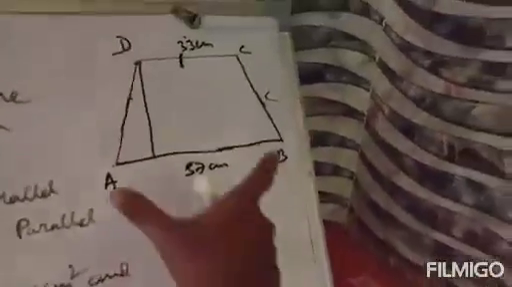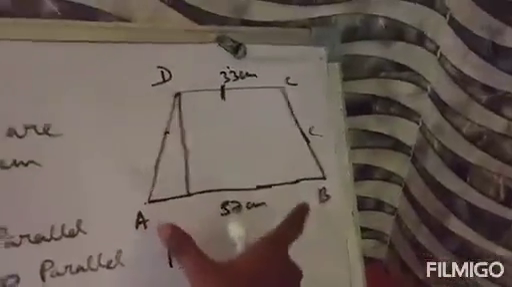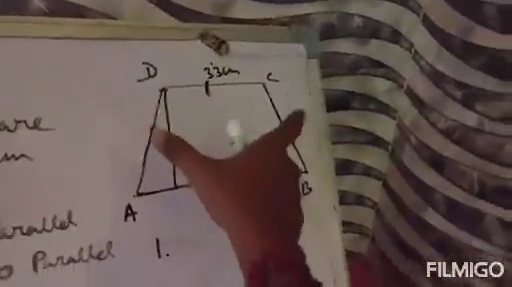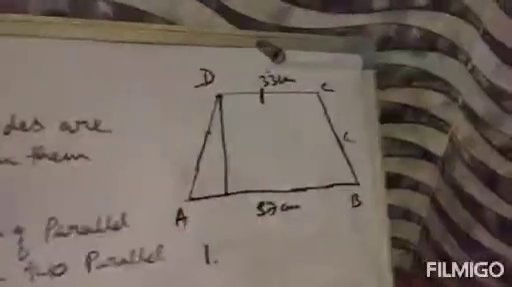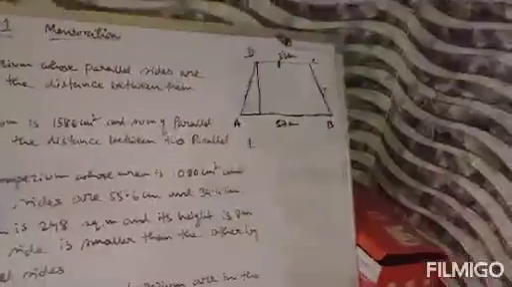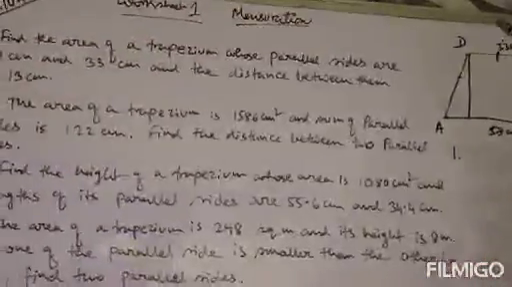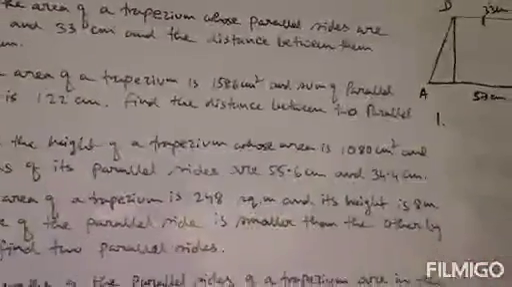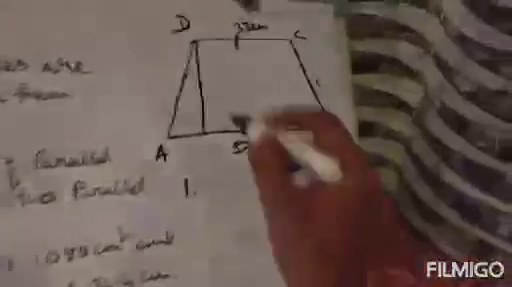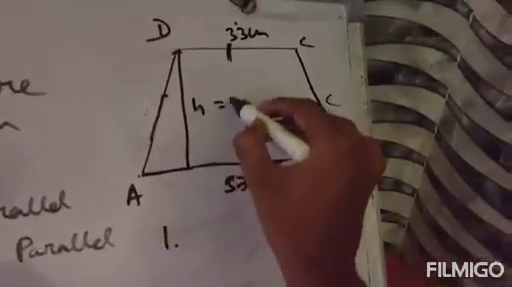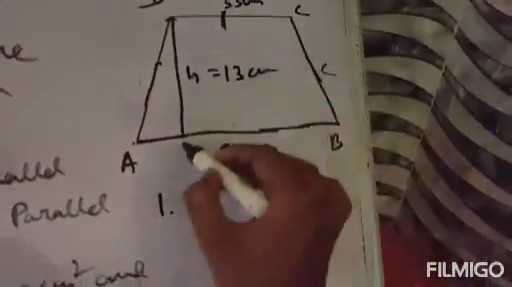Clear? Because this AB will be bigger in length than DC. Always remember, this AB will be bigger in length than DC. That means AB will be 57 cm, and DC will be 33 cm. And the distance between them is given as 13 cm. That means height. Distance between them means height. That means this is H. If this is H, so H is given 13 cm.